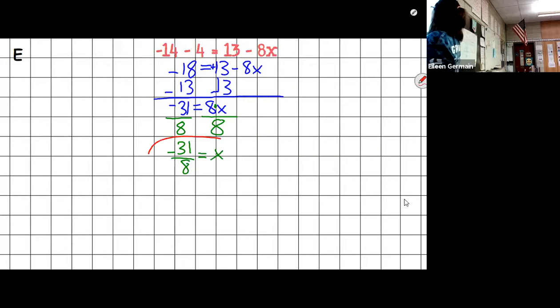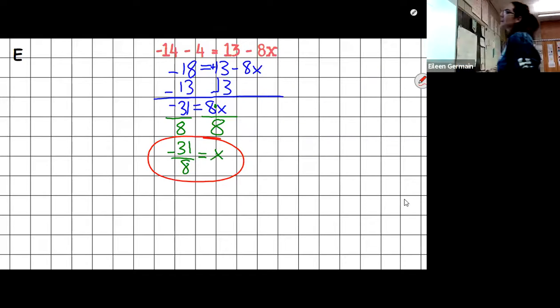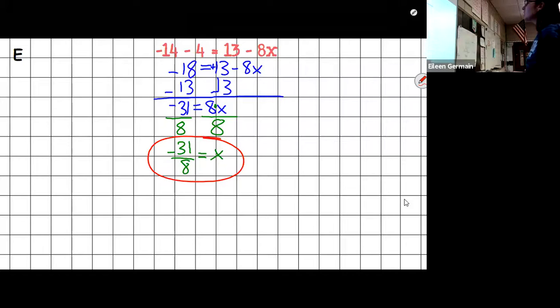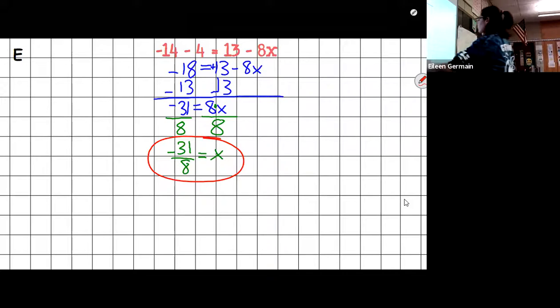I would take this answer. You don't need to write it as a mixed number. You can leave it as an improper fraction.